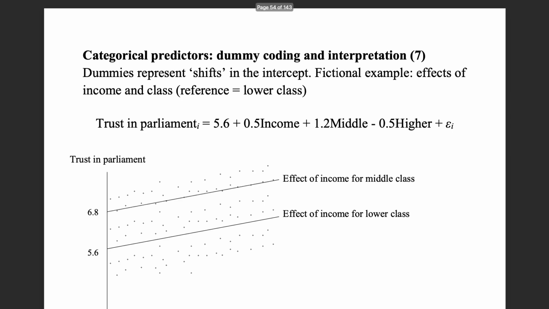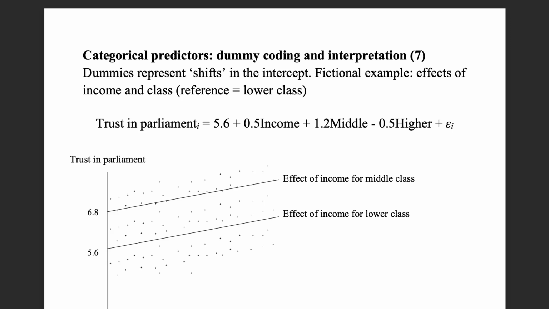Now, for the middle class, we get the same income effect. There is no difference in that. We are not allowing that income effect to be different for middle class or for higher class people. So they still have the same increase in predicted value for every 1 unit increase in income. So they still have the same income effect that's relevant for them.